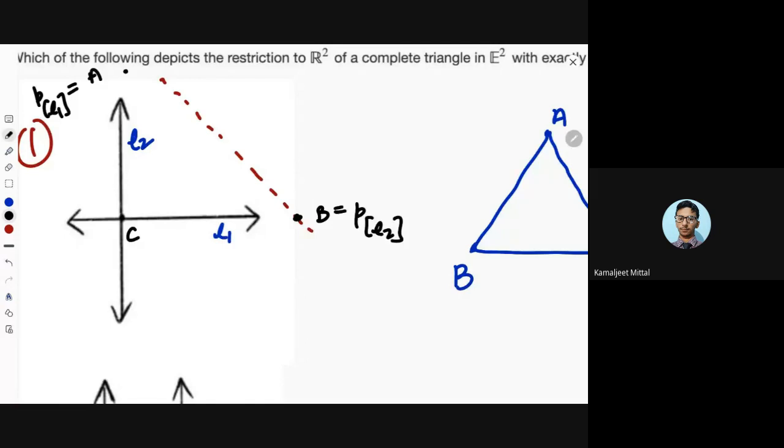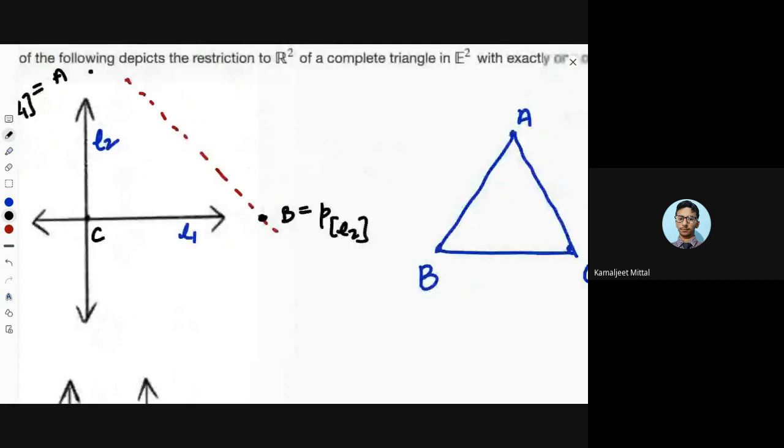Okay, so it has three vertices, correct? And how many edges does it have? It has three edges as well, because BC will be the first edge, AC will be another edge, and BA or AB will be the third edge. So it's a triangle in P2.